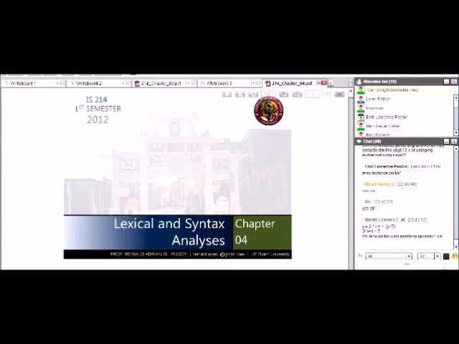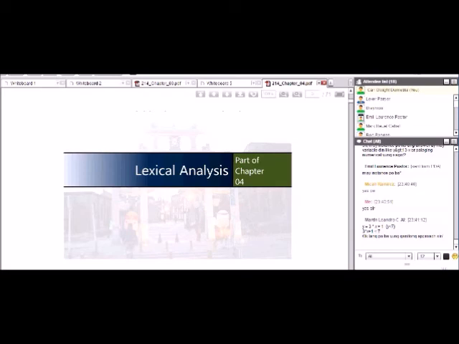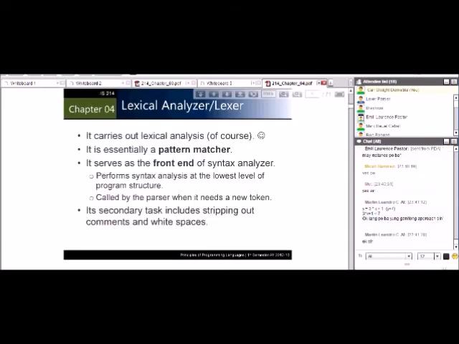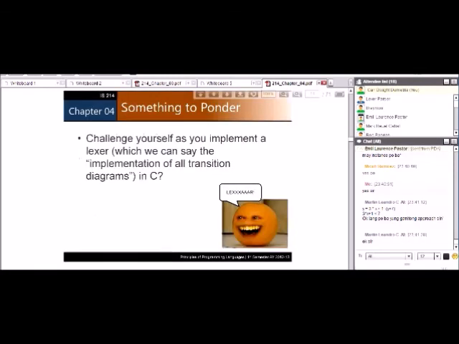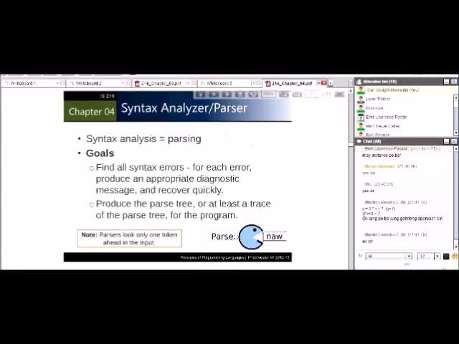Martin, I'll go back to your question later. Sige, ito muna tayo. Let's go straight to syntax analysis. Martin, just remind me later about your question. Syntax analysis.